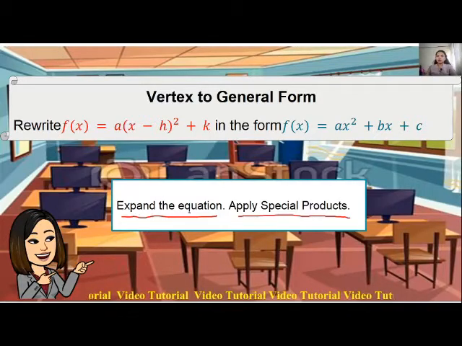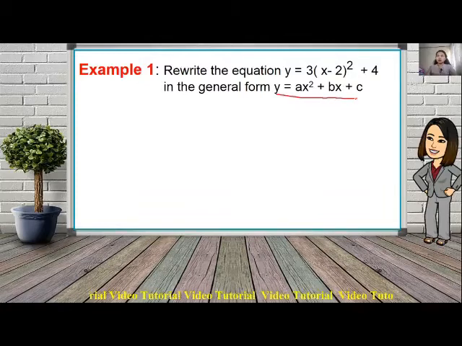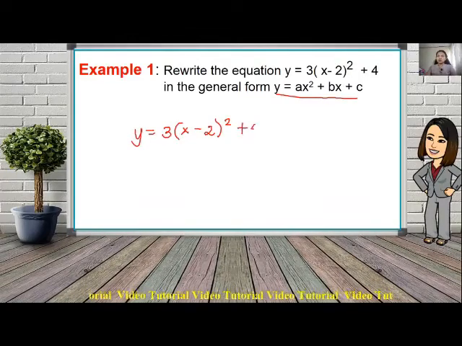So this is the step. You have to expand the equation applying special products. So let's have our example. So let's say we have y equals 3 times the quantity of x minus 2 quantity squared plus 4. It will be transformed into its general form. So simply let us rewrite y equals 3 times x minus 2 quantity squared plus 4.